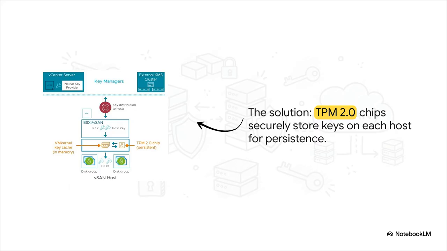And this brings us to the solution, the hero of this story: key persistence. And it's all thanks to a tiny piece of hardware called a Trusted Platform Module, or a TPM chip. When you have a TPM 2.0 chip physically installed on each of your hosts, that host can securely cache the encryption keys locally, right on the motherboard. So if the key manager is offline during a reboot, no big deal. The host just pulls the key from its own secure TPM chip and gets back to work. It is the ultimate safety net.